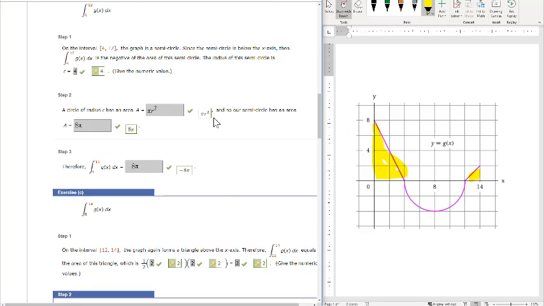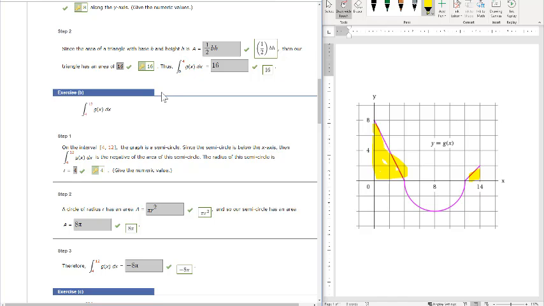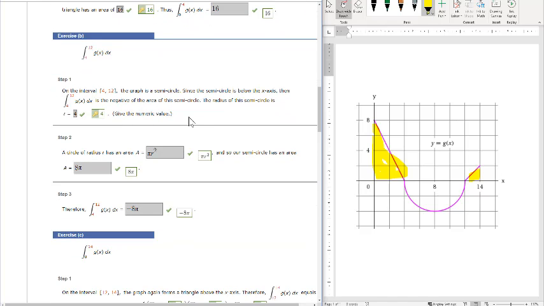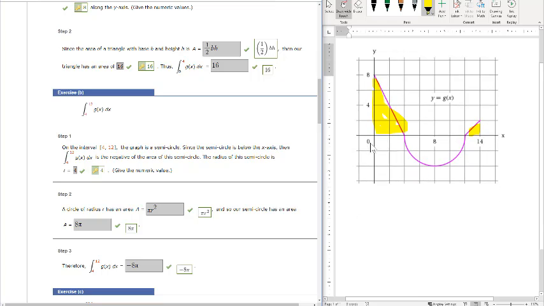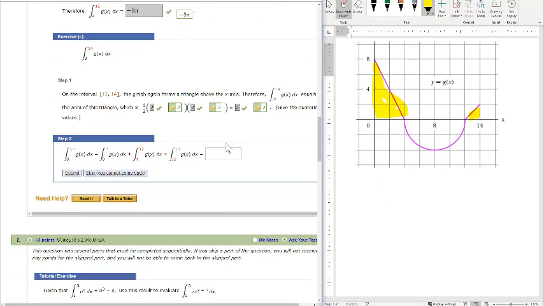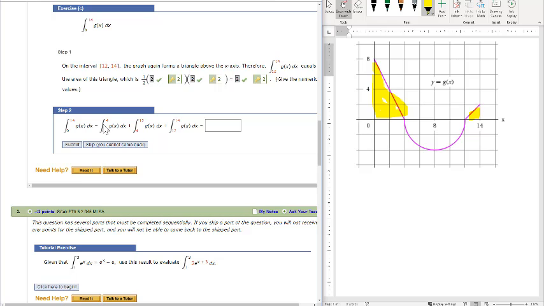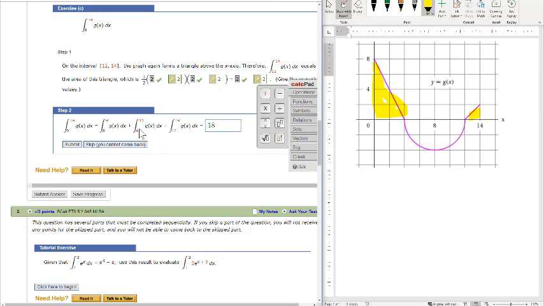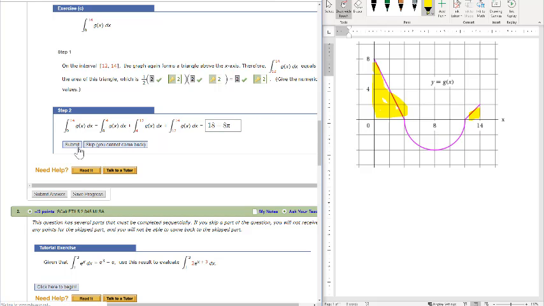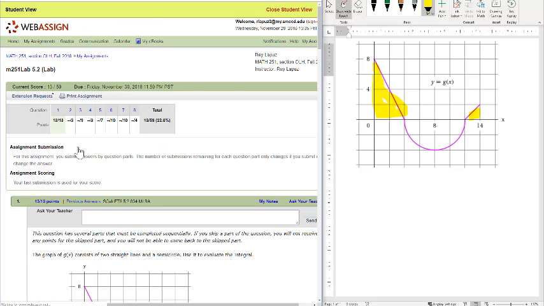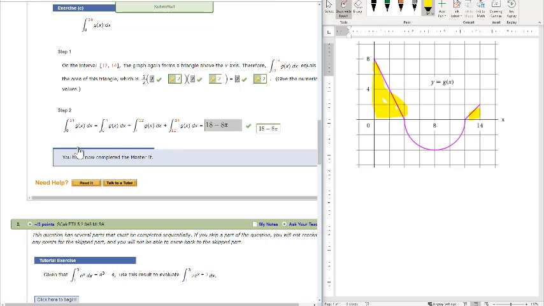We have an area of, what's our second area? An area of 16. So we have 16 for this first one, plus 2 for this one, that's 18. And then we have this expression that gave us a negative 8 pi. And we can't simplify that anymore, so we'll just submit it as is. And then that's our problem.